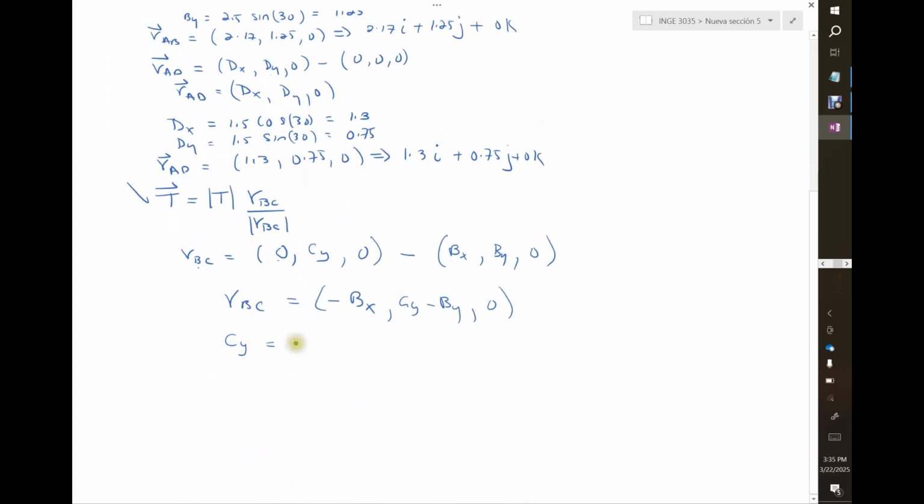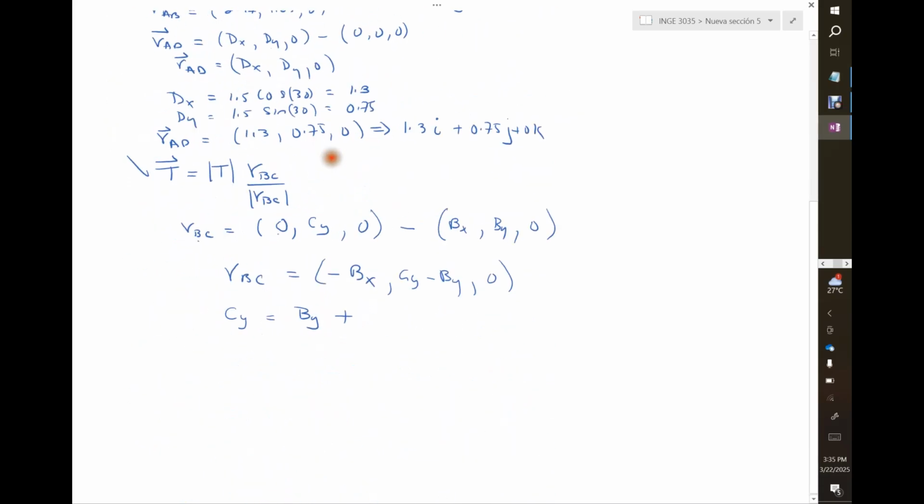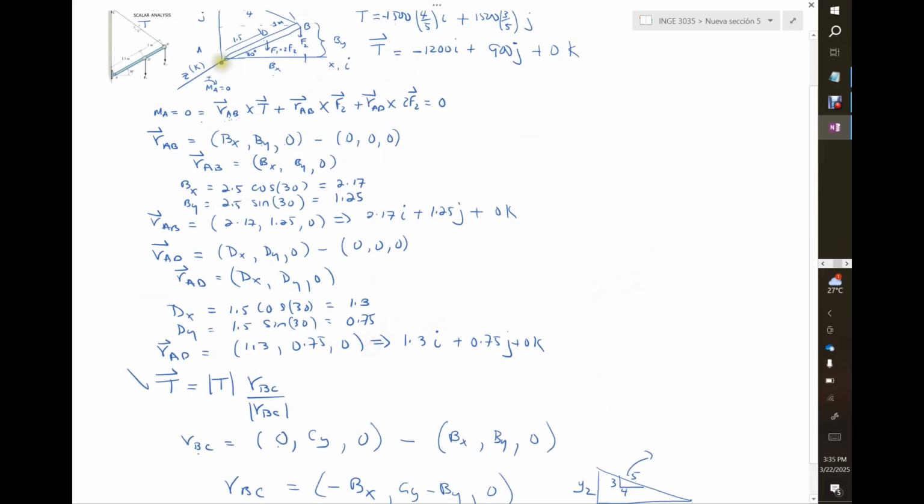So Cy basically is By plus this triangle here. Let's redraw that triangle somewhere here. And that triangle has the slope of this guy. Well, let's put it right here. It's 3 on 4 on 5. And I need this distance. Let's call that distance y2. So I need a y2 here, and that will do. I know this distance here. That distance is from here to here. That distance is called Bx. So we have Bx.